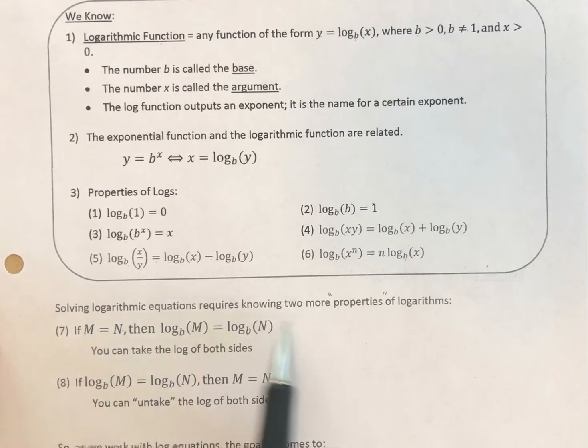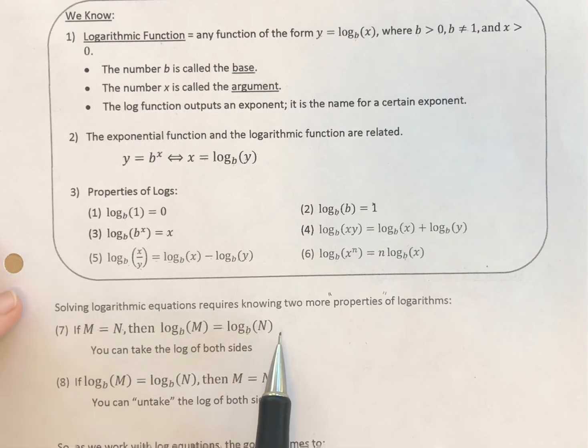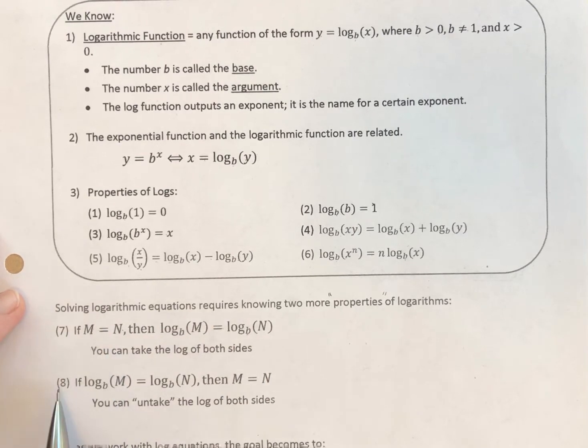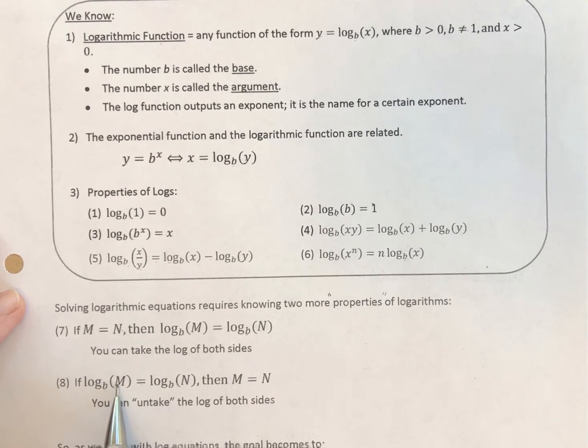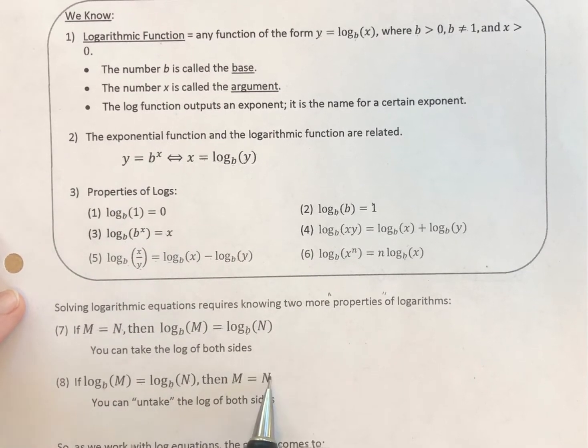Now that one is not going to come into play today, but its reverse, which I have listed here as property 8, is going to come into play today. If you have the log base b of m on one side and the log base b of n on the other side of an equal sign, then you can untake the log of both sides, and that means the two arguments are equal. If the log base b of argument 1 equals the log base b of argument 2, then argument 1 must equal argument 2. Okay? So we're going to work with those.